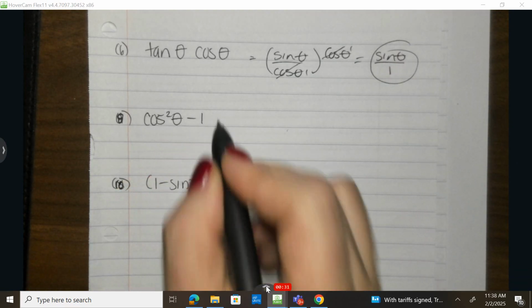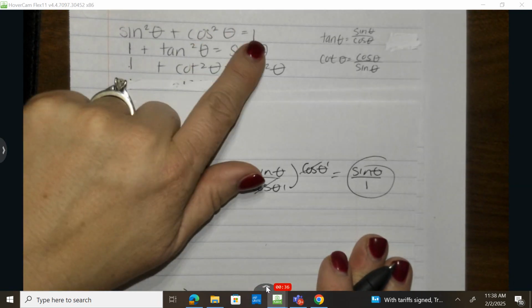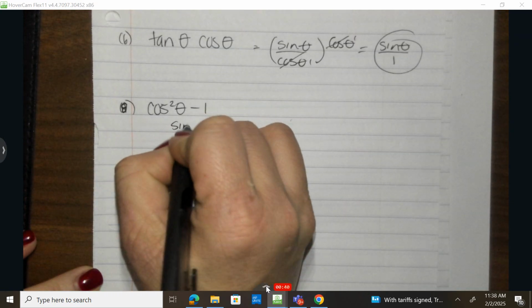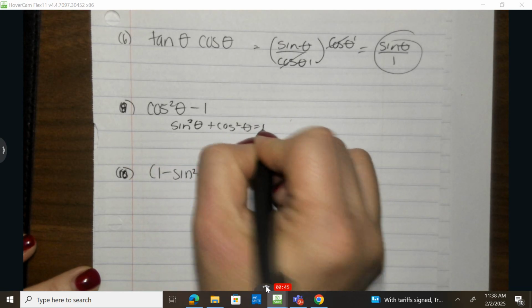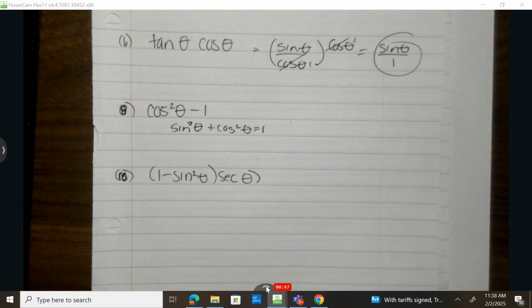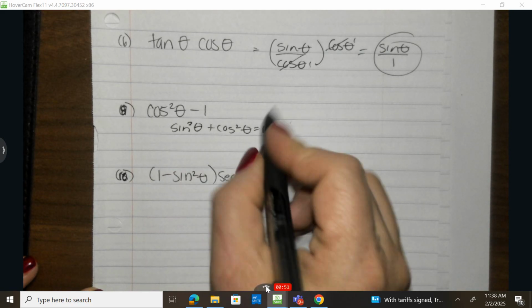Cosine squared theta minus 1. Now this is a little bit trickier, so I'm going to look up above to my trig identities, and I want to manipulate this first trig identity. Let me first write it down. Sine squared theta plus cosine squared theta equals 1. Okay, so in order for it to look like this, I would have to subtract 1 to the left.